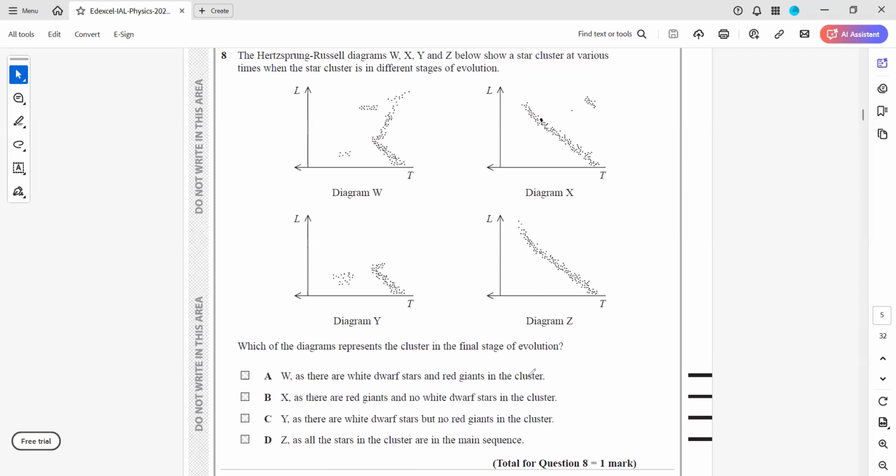Why is W not correct? Because at the end we won't have red giants, because red giants will evolve. X has red giants and no white dwarfs, so it cannot be X. There are red giants but no white dwarfs, but that is not the final stage of evolution. In the final stage of evolution, we should have white dwarfs.